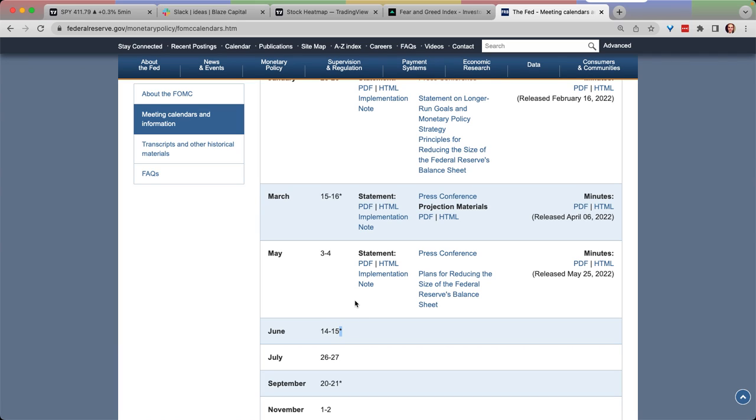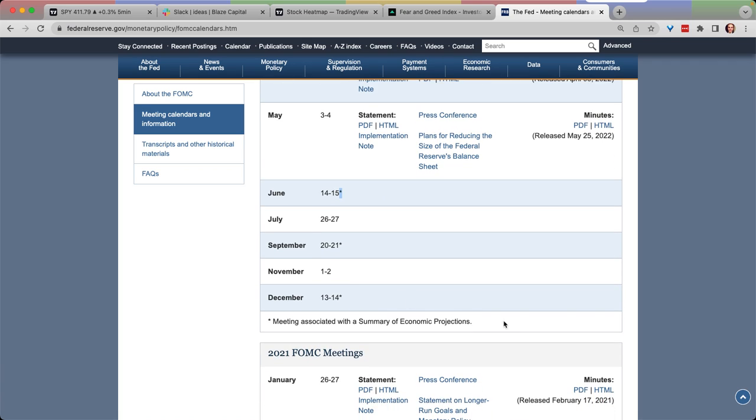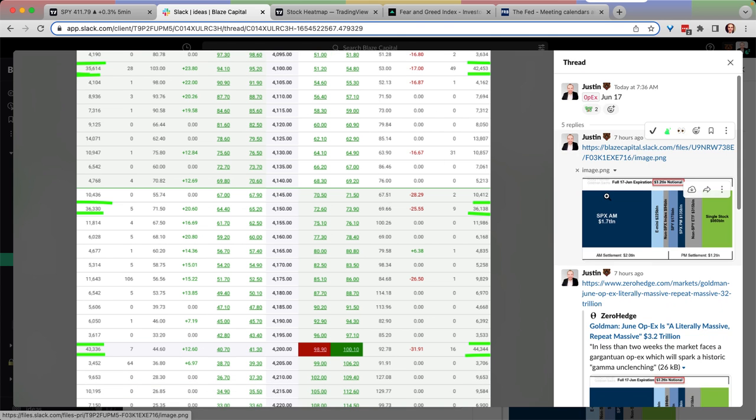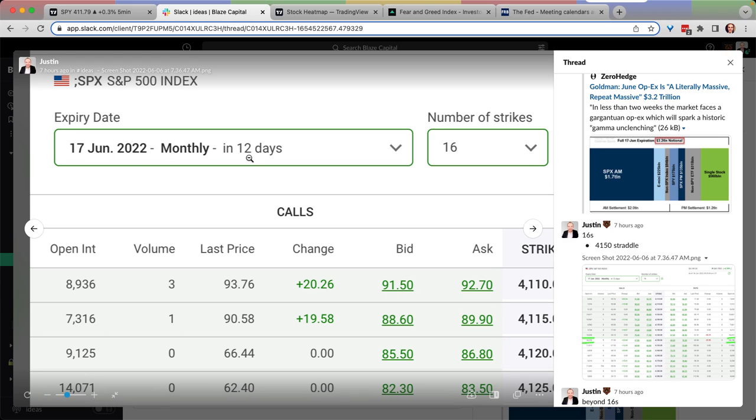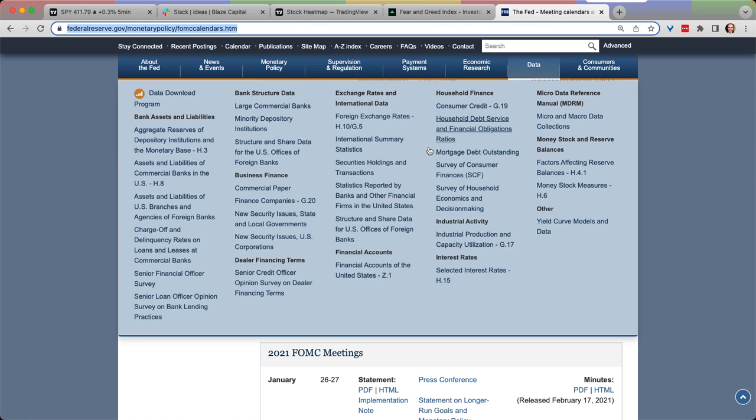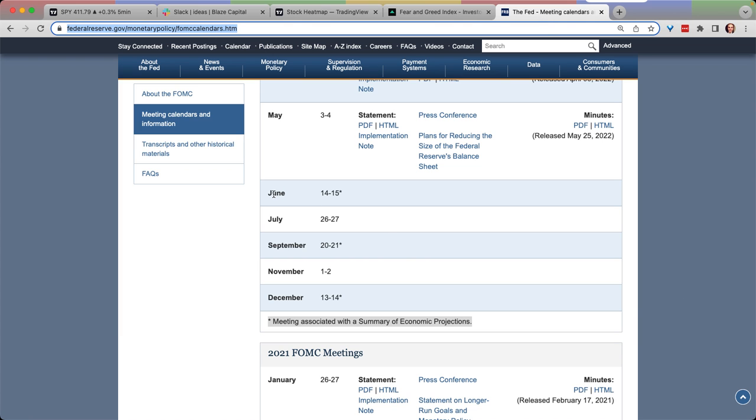We have the same thing coming in from the ECB on Thursday, which could be a preview for it. However, on here, we're also going to get a summary of economic projections. So before we have this expiry on June 17th, again, we can note here by just looking at the top here, June 17, monthly expiry in 12 days. We have CPI coming up on Friday, and then we got June 15 FOMC meeting, with Jerome Powell talking.